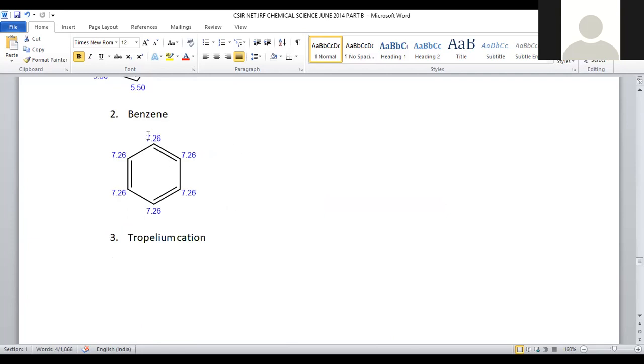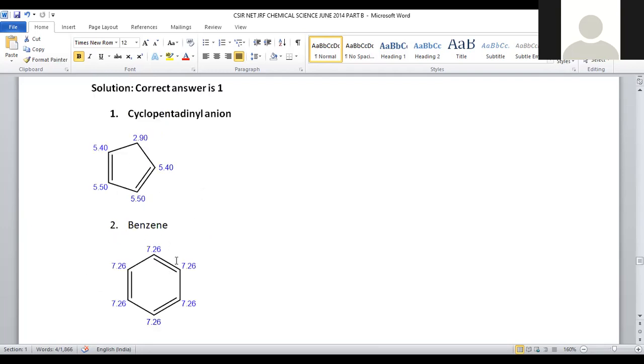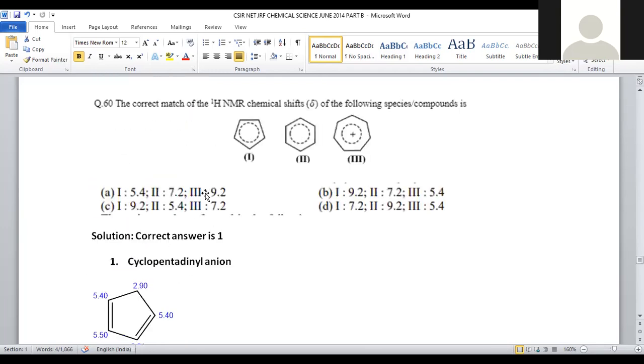In the benzene ring, all protons are equivalent, all give peaks nearby 7.2 ppm, and this is a characteristic region for aromatics. So aromatic peaks, whatever aromatic compound is given, will lie in the region of 6.5 to around 8.5. So this is the general region for the prediction of aromatic compounds by proton NMR spectroscopy, right? So 5.4 corresponds to the 5-membered ring, 7.2 corresponds to the benzene ring, 9.2 corresponds to the tropylium cation. For question number 60, option number 1 is the correct answer.